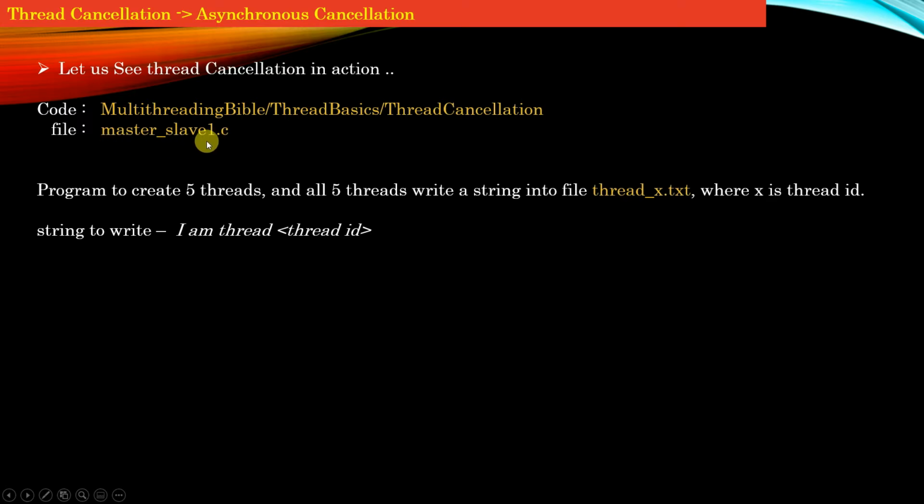So I have implemented a very basic multi-threaded program, and the program is all about creating 5 threads, and all the 5 threads write a string into a file threadx.txt where x is a thread ID, right? So just assign some thread ID to each of these 5 threads, let's say 0, 1, 2, 3, 4. Each of these threads creates a file threadx.txt, and then writes a very simple string, "I am thread" and the thread ID, into its respective file. So all the 5 threads write a string into their respective text file, and this is what this program does, right?